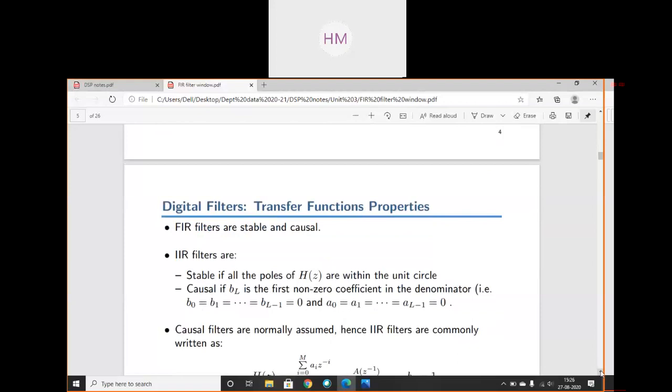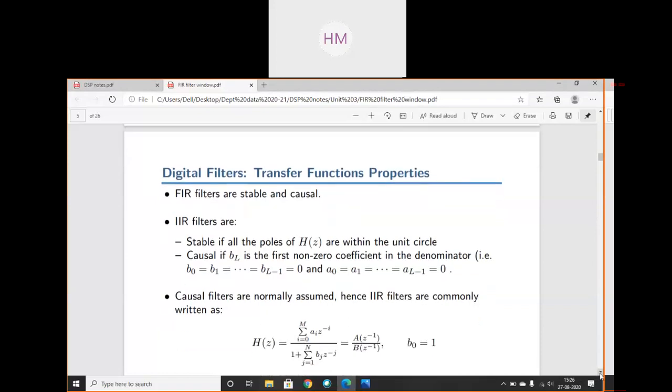Now we will start with FIR filter designing first. Then we will discuss IIR filter designing. Clear? And we will start with finite impulse response filters, which are stable and causal. IIR filters are stable if all the poles of H of Z are within the unit circle. So there are conditions for IIR filters. FIR filters are stable and causal. IIR filters are stable if all the poles of H of Z are within the unit circle, and causal if the BK coefficient is the first non-zero coefficient in the denominator.